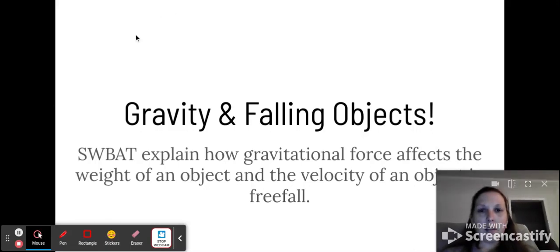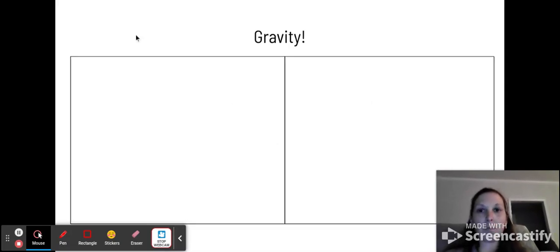Hey everyone, this is our lesson on gravity and falling objects. By the end of this lesson, you should be able to explain how the gravitational force affects the weight of an object and the velocity of that object when it's in free fall. So first, let's make sure we understand what gravity is.